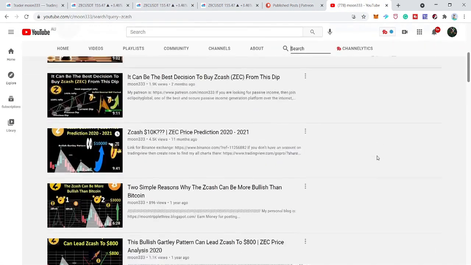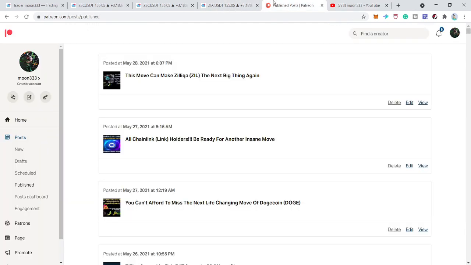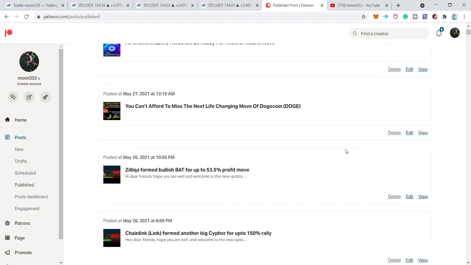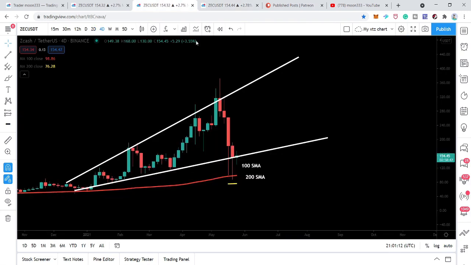You can see this was the video when I first shared this support with you in the month of October, and at that time it was at this support, and I told you that from here it can start a powerful bullish reversal. And I also shared all these moves at the Patreon as well, and the current move that the Zcash has formed is a bullish reversal harmonic shark move with the combination of this broadening formation.